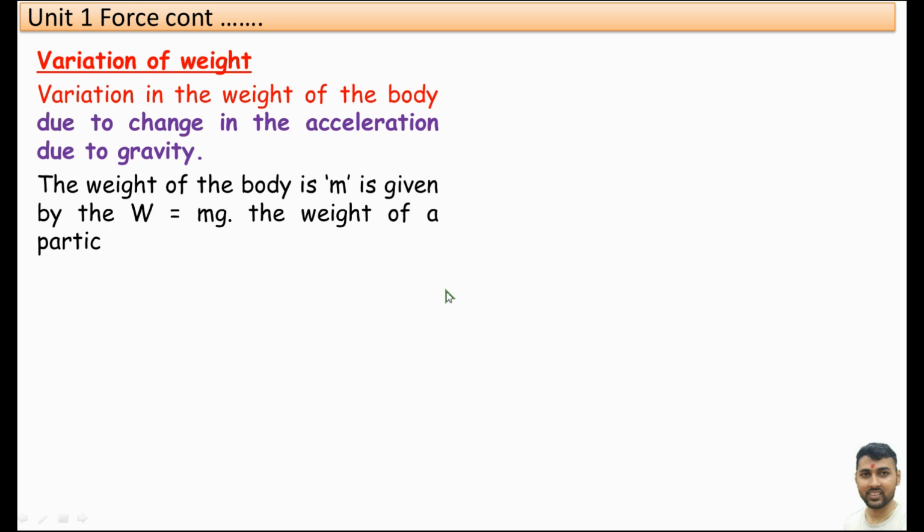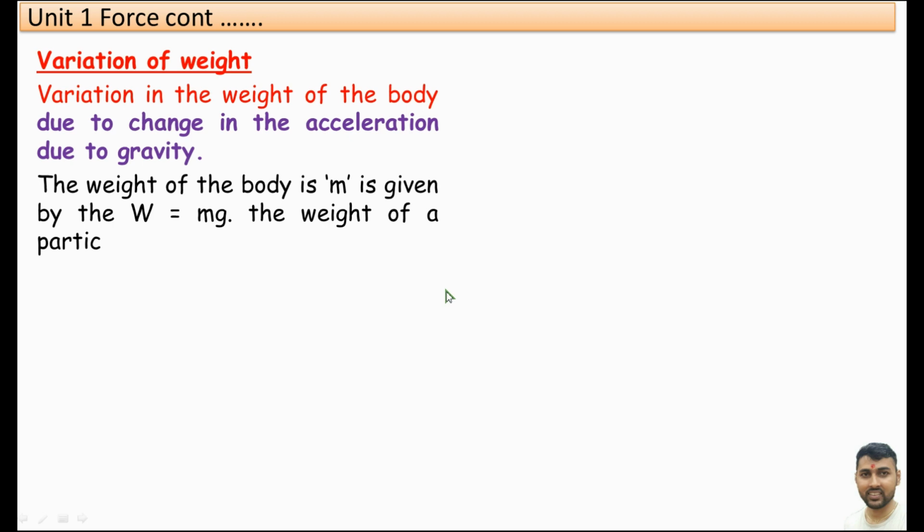Dear students, I am going to discuss now another topic, that is variation of weight. Variation in the weight of the body due to change in the acceleration due to gravity. We know that the weight of the body is not constant all over the world. It changes in different parts of the world. Its value is not constant.